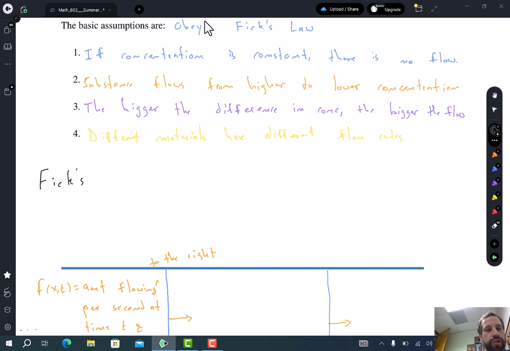or Fourier's law. Fourier came up with it for heat, I think, and Fick did it for more general quantities that diffuse. And it says the following: the flux is equal to minus a scalar times the derivative of u.